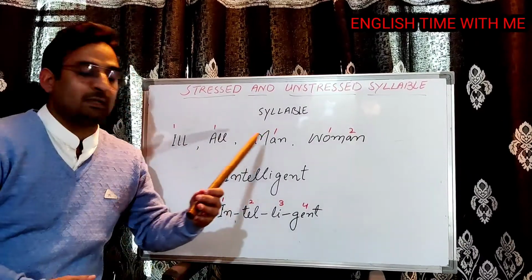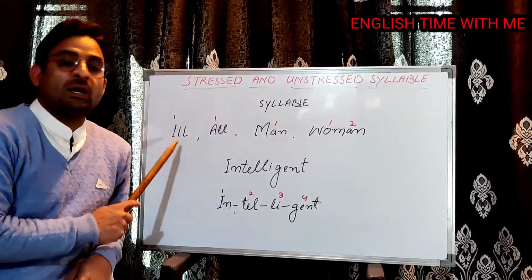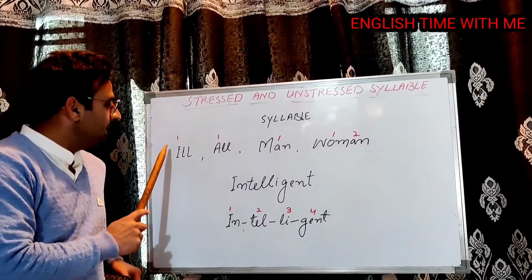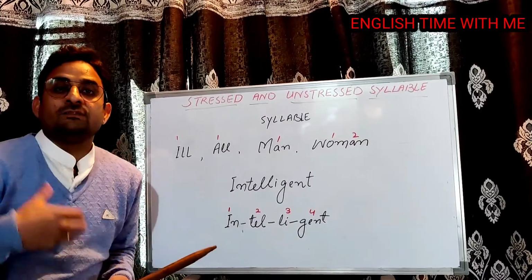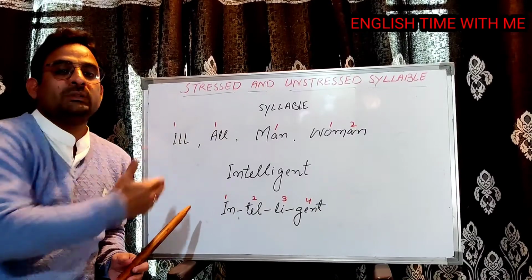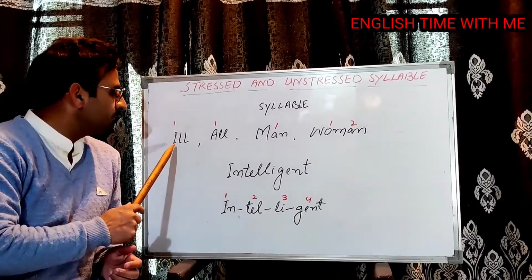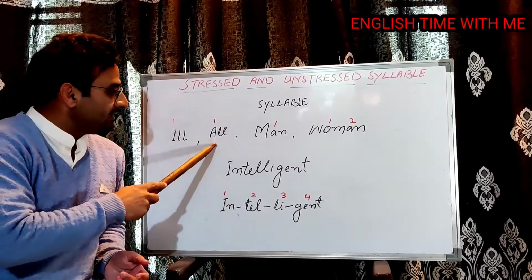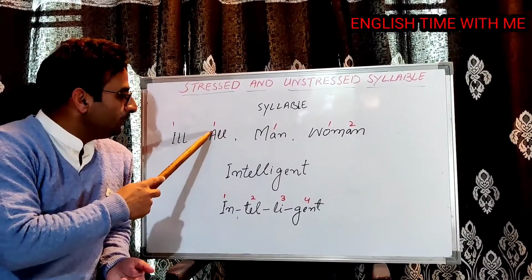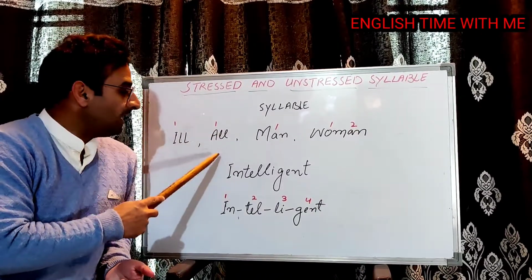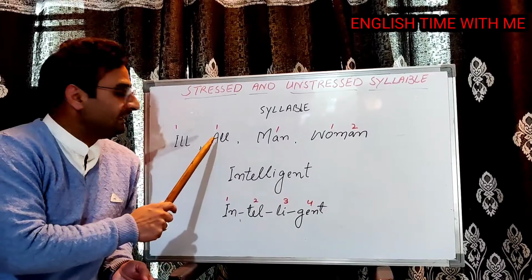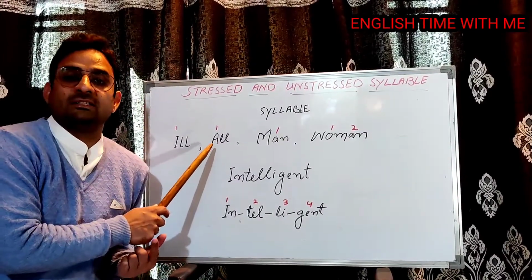I have written certain examples here, certain words here. The first one is ill. Here you have one vowel, that is I, and it gives its sound, and when it is combined with L, it gives the sound ill. So here we have one syllable. The second word is all. Here we have one syllable, one vowel, A, and it is giving its sound. So there is a single vowel sound in this word.